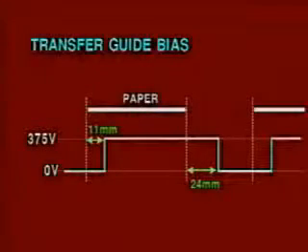The transfer bias comes on when the distance from the leading edge of the paper is about 11 millimeters. It goes off when the distance from the trailing edge of paper is about 24 millimeters. This prevents the toner from adhering to the transfer guide from the white part on the drum.